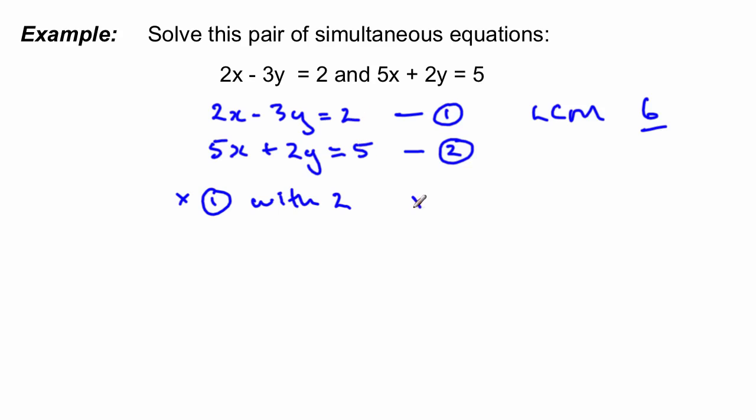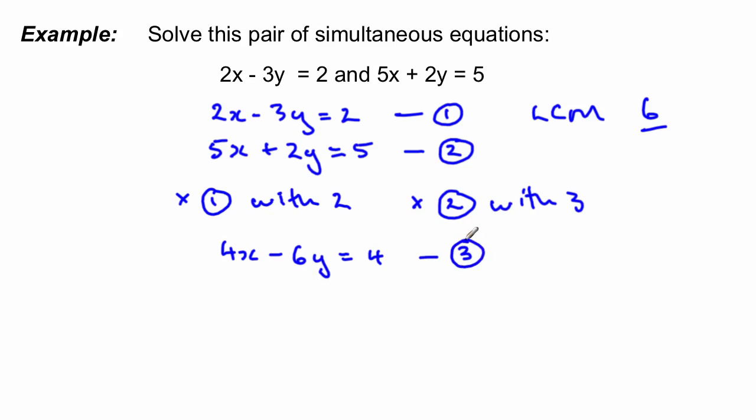And if I multiply equation 2 with 3, then 2 3's are 6. It's going to make these the same. So let's see what we get once we do this. So let's multiply equation 1 with 2. I get 4x minus, now 2 3's are 6y, equal 2 2's are 4. We'll call this equation 3.